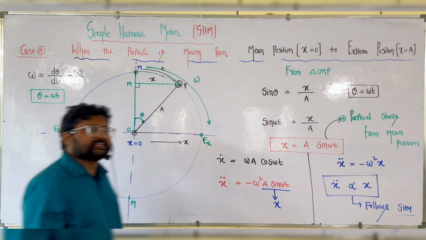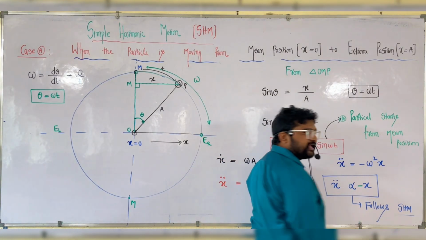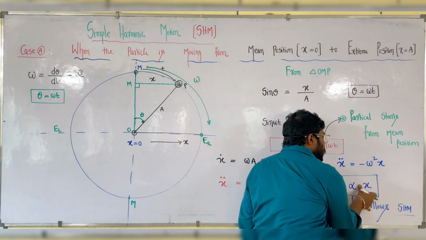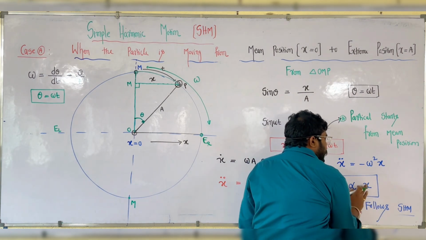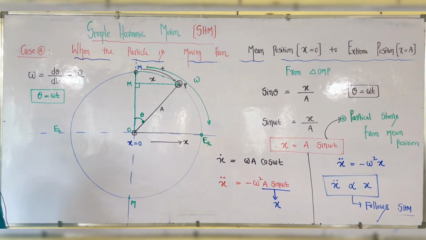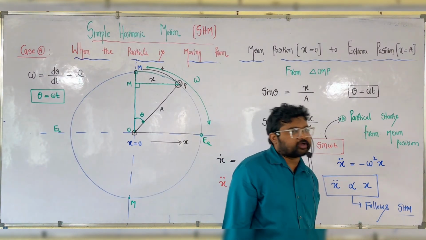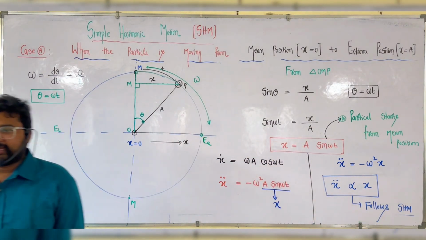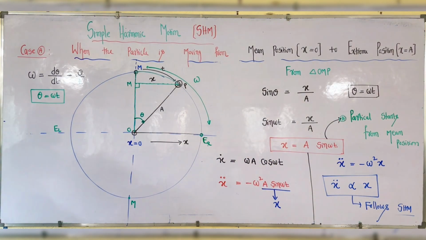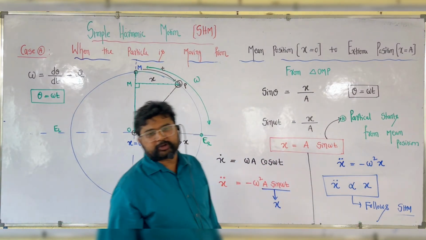Some faculty will explain that x double dot is directly proportional to minus x. That or this, both are the same. If it is minus x, the proportionality constant is positive. If you take directly proportional to x, the proportionality constant is negative. Clear? This minus is very important. In the proportionality, we need to put minus.